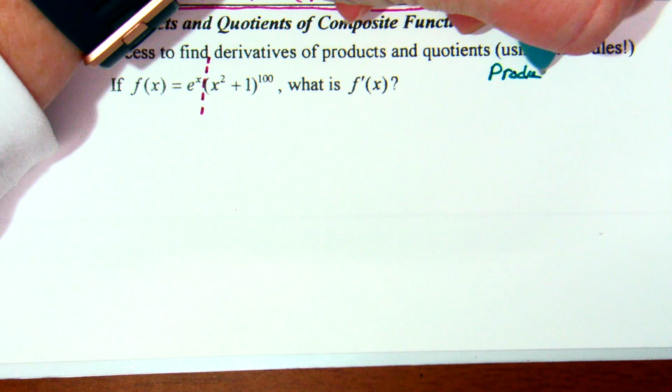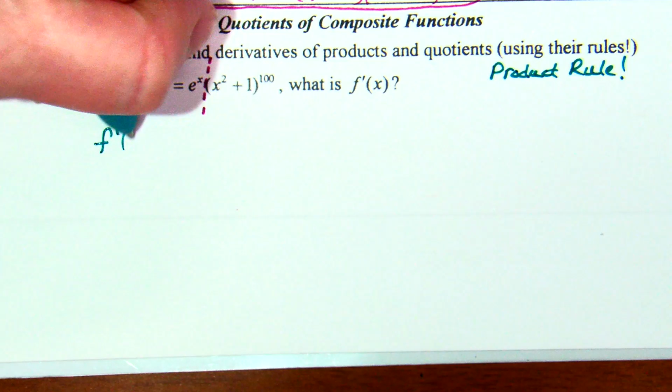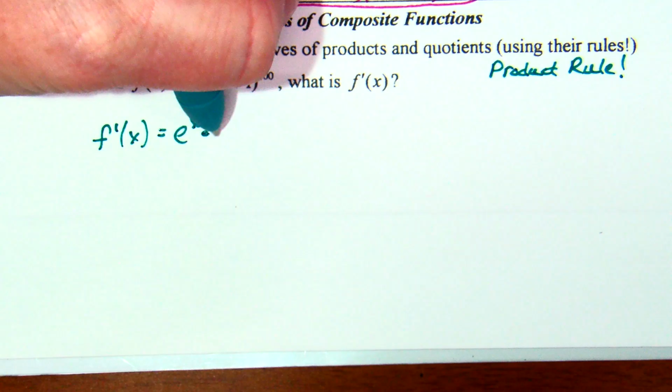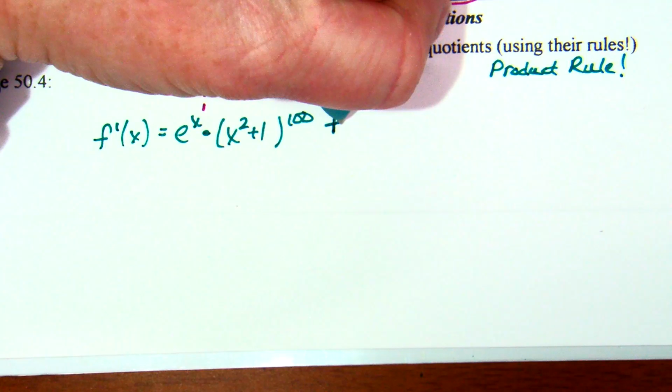So derivative of e to the x: e to the x times the (x squared plus 1) to the 100th as is. And then what? Product rule has a plus. And now we reverse the situation.